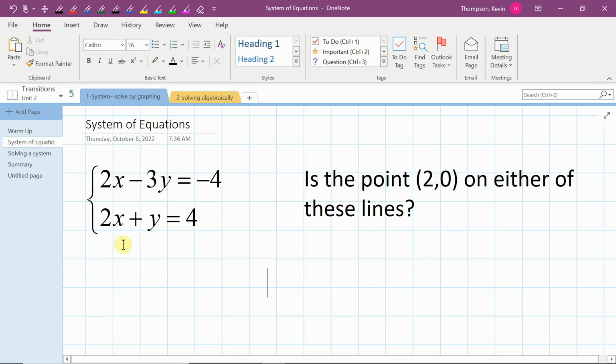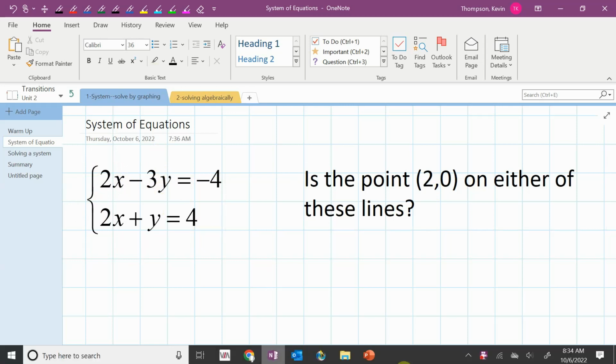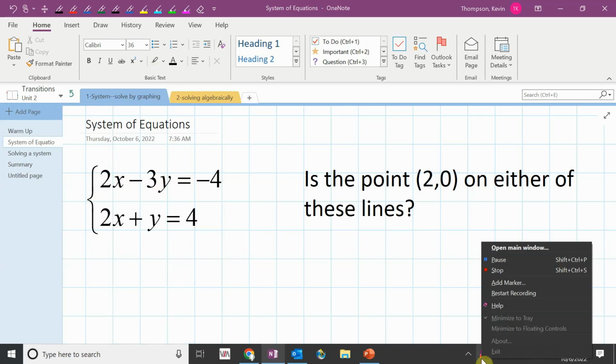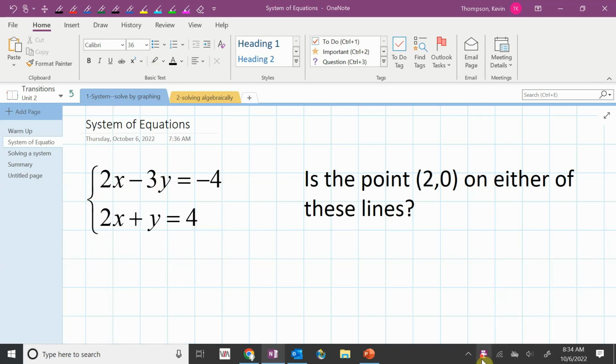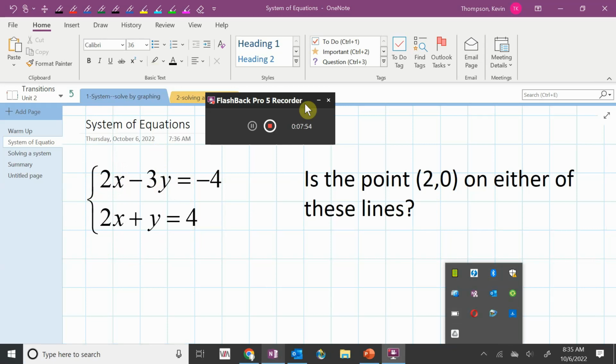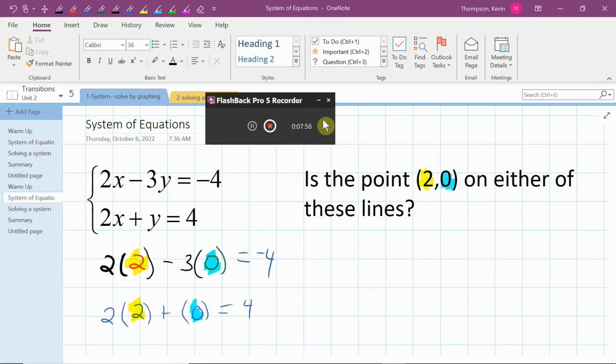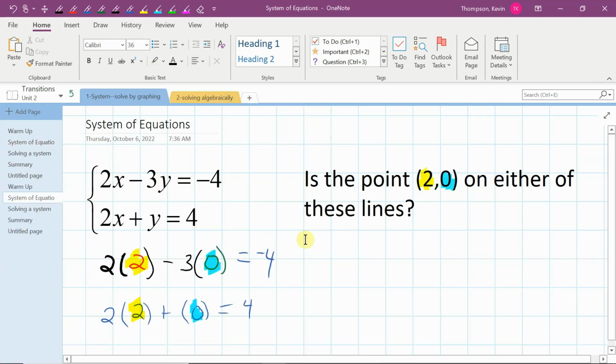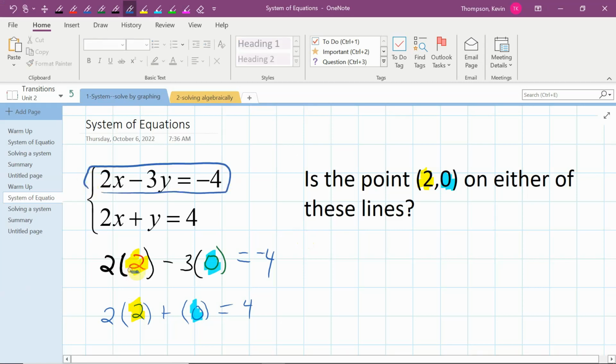So take a second, jot this down. Is that point on either of these lines? Pause, decide before you go on. So I hope this is what you've done. You have substituted in this x value into this line, and also its y value, which is what you see here. And then you decide, is this true?